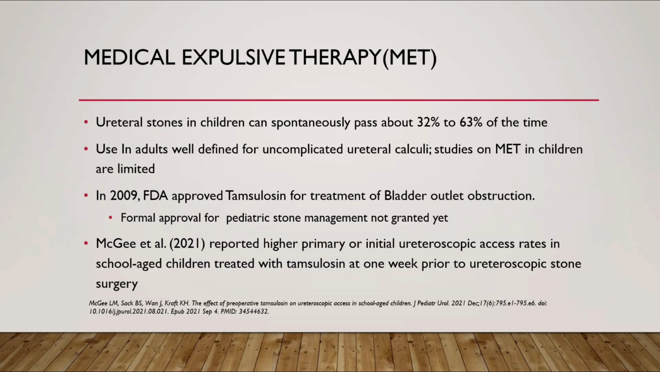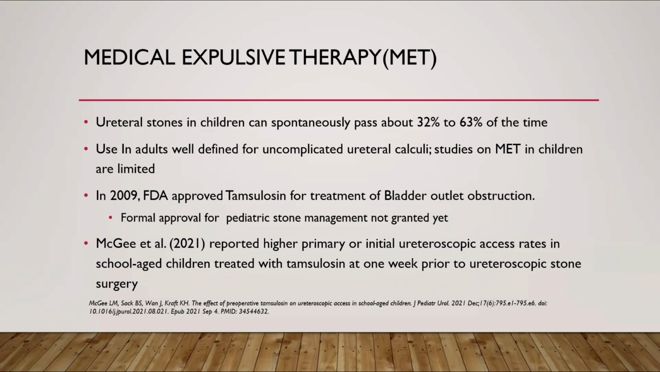Talking about medical expulsive therapy, ureteral stones in children can spontaneously pass in about 32 to 63% of cases. So a trial of passage is worth pursuing in the majority of cases, particularly in older children with stones less than 5 millimeters in size located in the distal ureter. The adjunctive use of MET with alpha blockers and calcium channel blockers has been well documented for uncomplicated ureteral calculi in adults, but studies on MET in children for stone disease are limited.